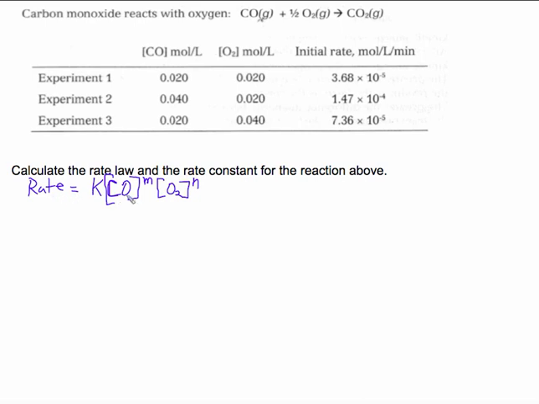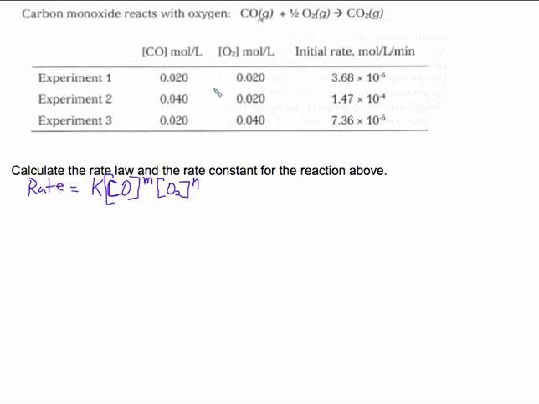Remember when writing the rate law, the backbone for it, only gases and things that are aqueous are part of the rate law. Solids and liquids don't count because they don't have a concentration. So the first thing is you have to determine it in terms of CO, carbon monoxide, and then do it for O2.